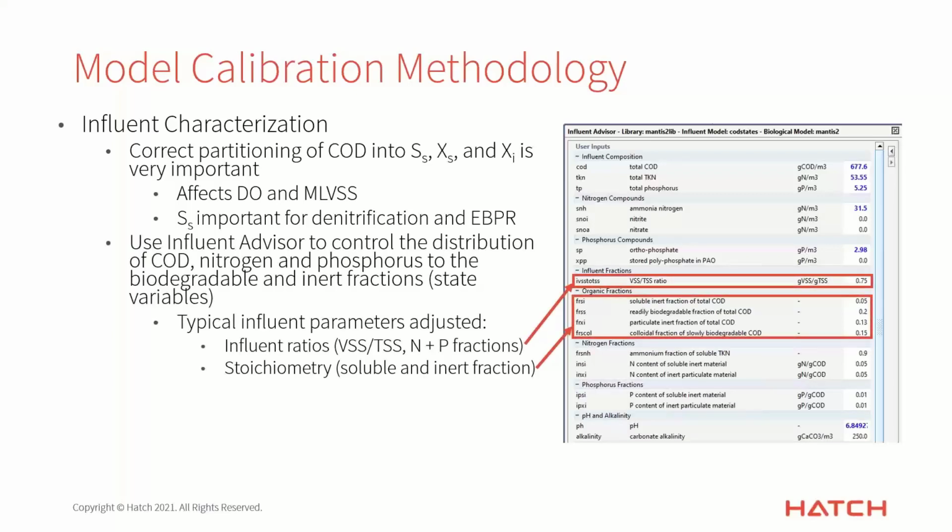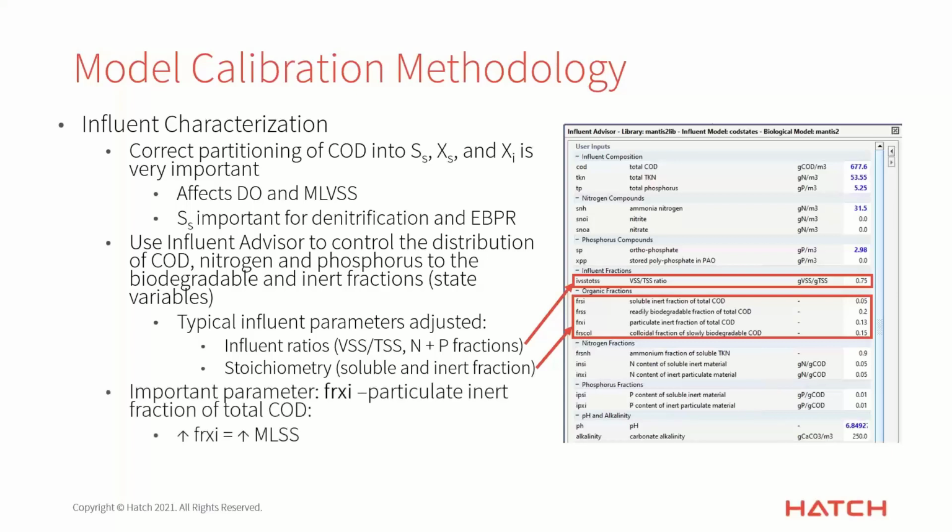So you use the influent advisor to control the distribution of the COD, the nitrogen, and the phosphorus into the biodegradable and inert fractions. And typically you're adjusting the influent ratio, so that's the VSS to TSS ratio, as well as the nitrogen and phosphorus fractions, and the stoichiometric ratio, so that's the soluble and inert fractions of the COD.